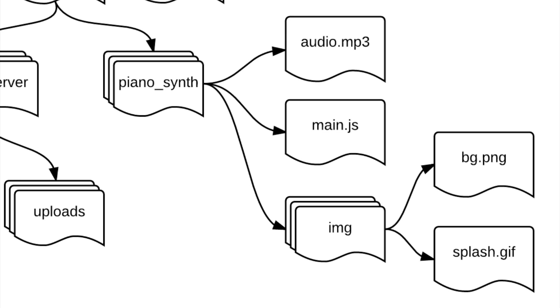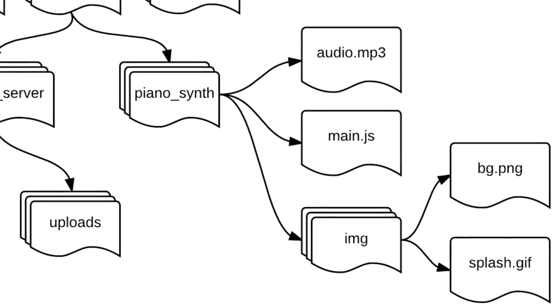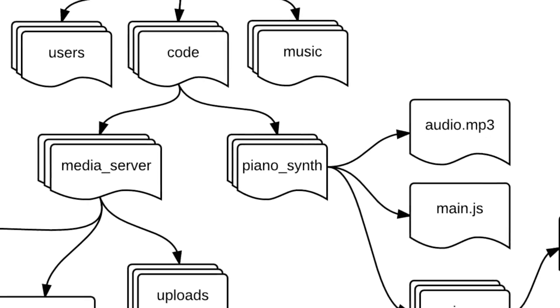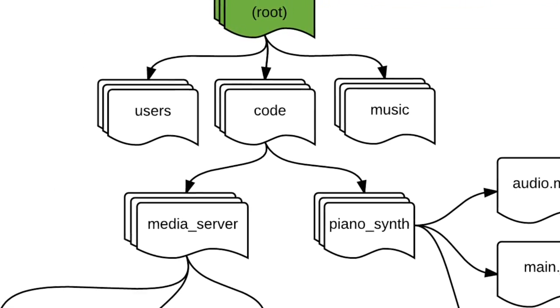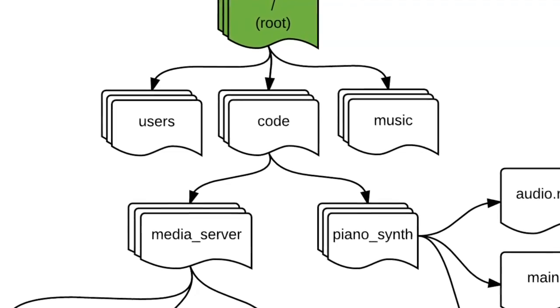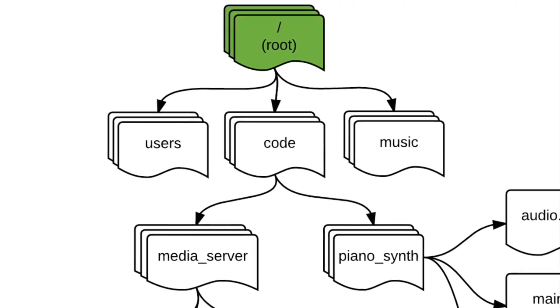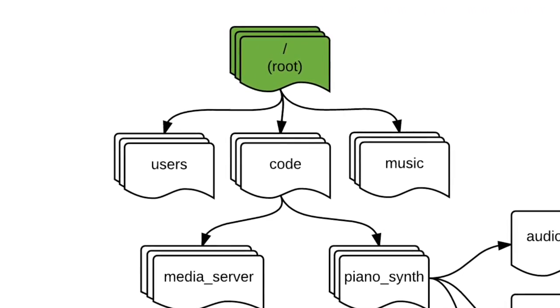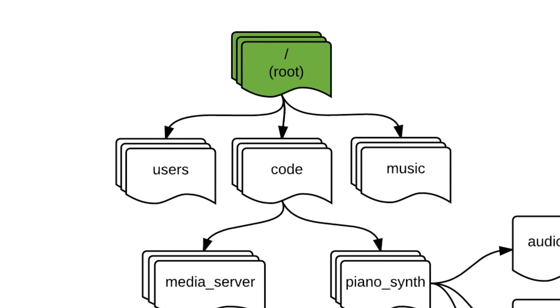So with our eyes still fixed on main.js, we can say that main.js's parent node is the piano synth directory. And piano synth has a parent node, which is the code directory. And the code directory has a parent node, which is the root directory. But the root directory is the only directory on the Unix file system that does not have a parent node.